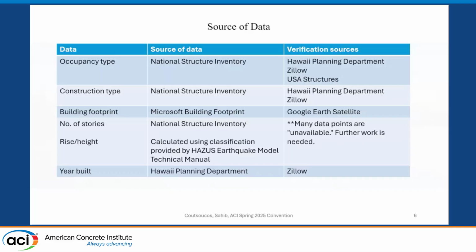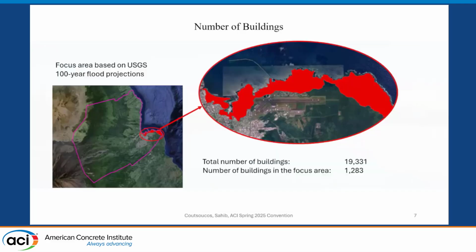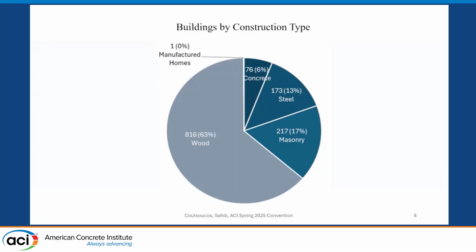There was a verification process used to ensure that the data is all accurate. So Zillow was used, ESA Structures from S3 was used, and Google Earth satellite images were used. The extent of our coastal region within Hilo was determined by the USGS 100-year flood projections. Within that highlighted area, there are a total of 1,283 buildings. Out of those 1,283 buildings, there are only 76 concrete buildings.